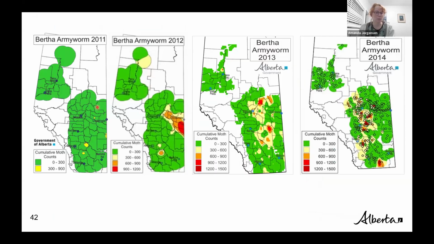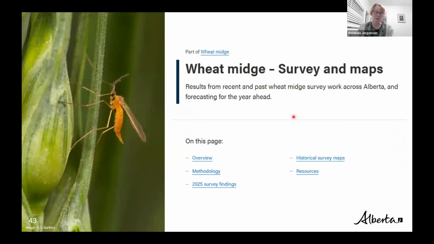And for Bertha armyworm outbreak dynamics, we've got some historic maps here. And you can see that typically we do have a few hotspots that start to build with some increasing populations. Those populations then start to spread outside of those individual hotspots, and we get a more widespread outbreak that occurs across the province. And this is a pretty typical pattern for Bertha armyworm outbreaks. So not saying that we're for sure going to get one, but just that we really want to keep a close eye on it for next year to see what that population does.